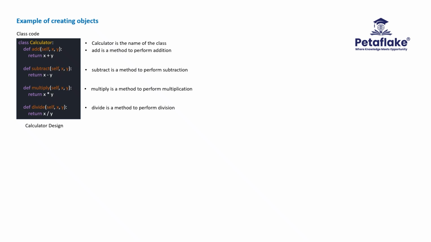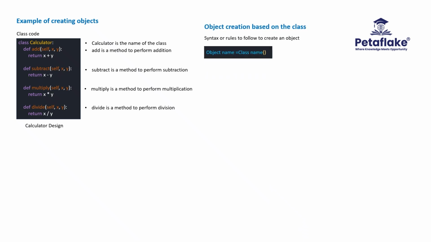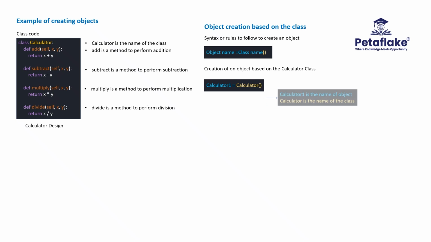The syntax we should use to create an object is object name equal to class name followed by parenthesis. To create an object for calculator class, we should write the code as calculator1 equal to calculator followed by parenthesis. Calculator1 is the object name and calculator is the class name.